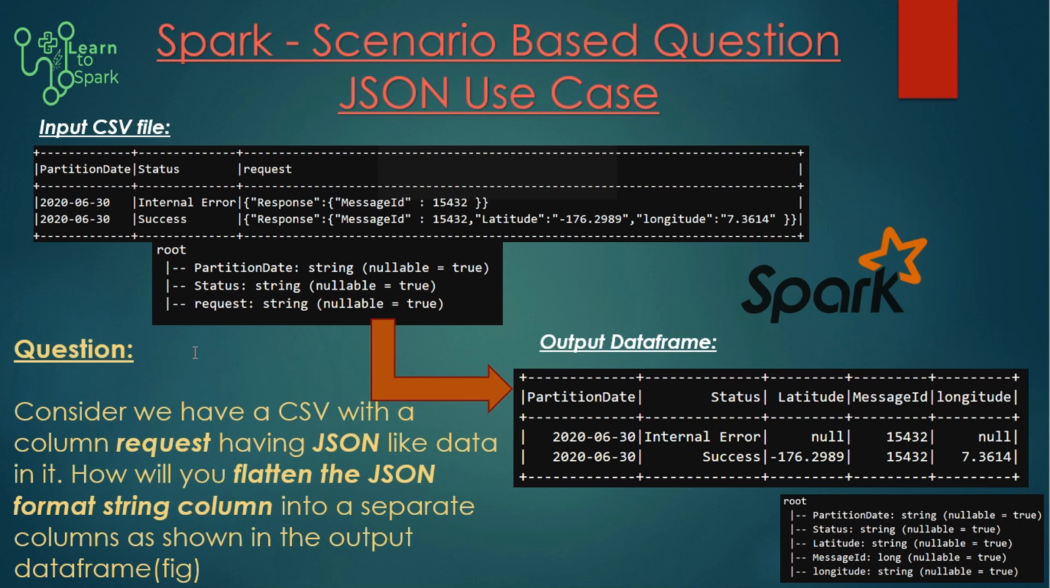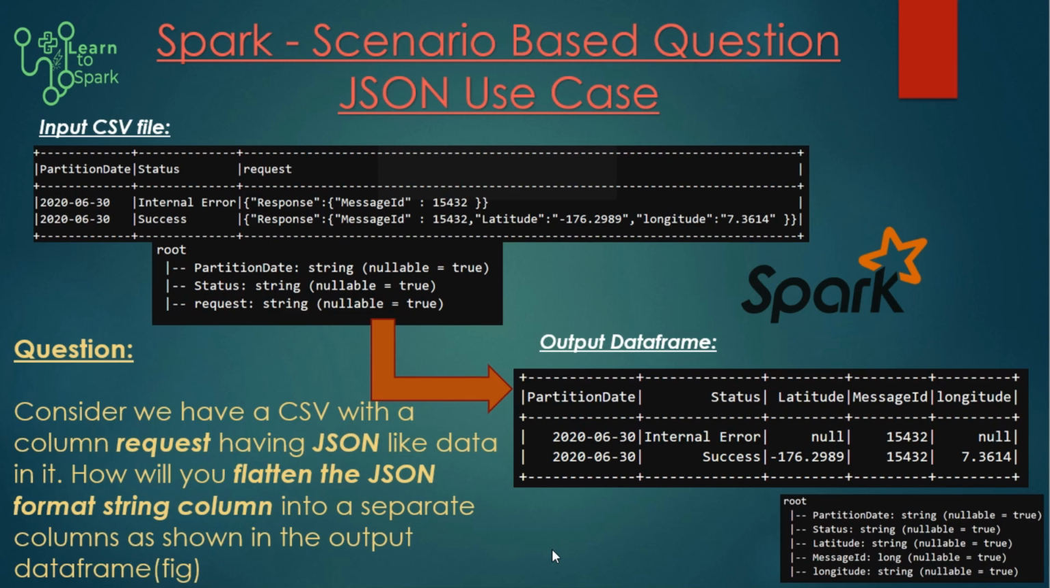Today's question is: if you are working with real-time IoT streaming data or weblog streaming data, you would often encounter a file in which all the columns are strings, and one of the columns might contain JSON. Even if it is of type string, the content inside that column is JSON. Our end goal is to flatten the data available inside the string and make it separate columns. This is our use case for today's video.